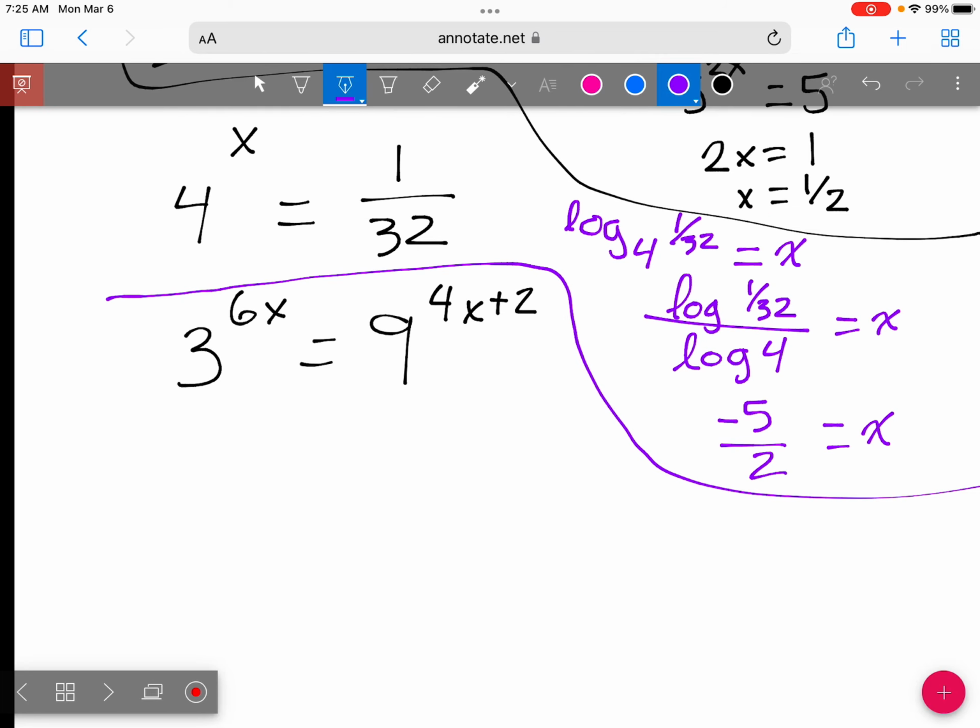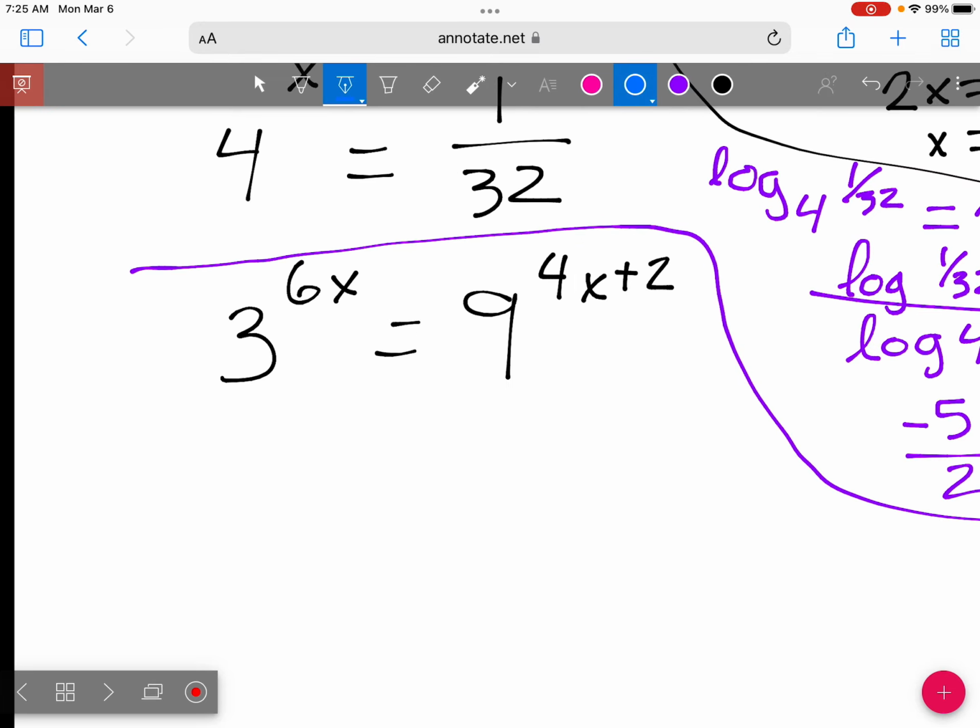And the last one we're going to do a combination of. I want to get them to the same base so that I can use a shortcut when I use my logs. So what common base do 3 and 9 have? What could I make them? What do they have in common, as an exponent, exponentially wise? 3 and 9.